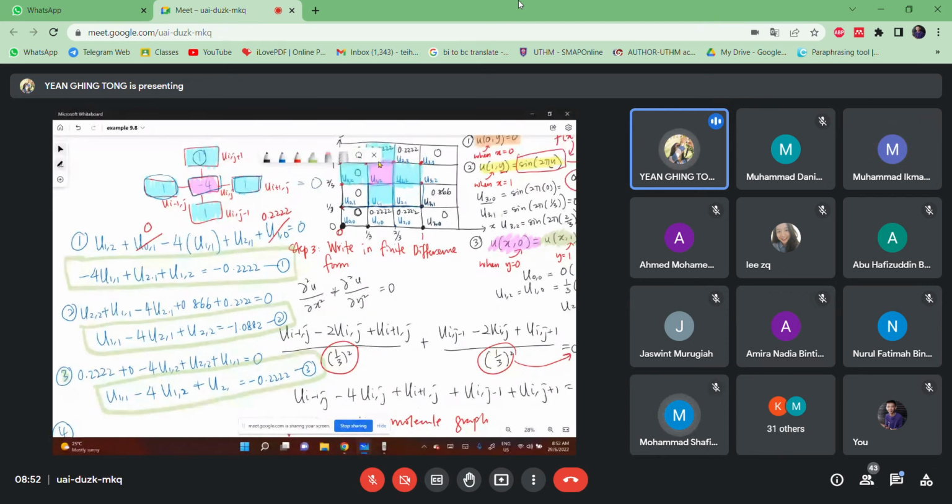Yes. Then now here, this one move to the right, this one move to the right, this one move to the right.